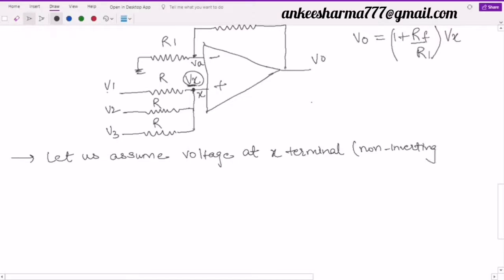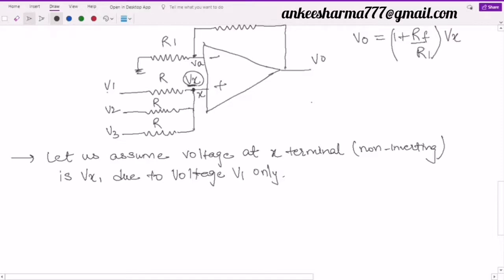Non-inverting terminal is Vx1 due to voltage V1 only. Means when we are considering only voltage V1 and we are connecting V2 and V3 to ground, then the voltage at this terminal, at X terminal, is Vx1.